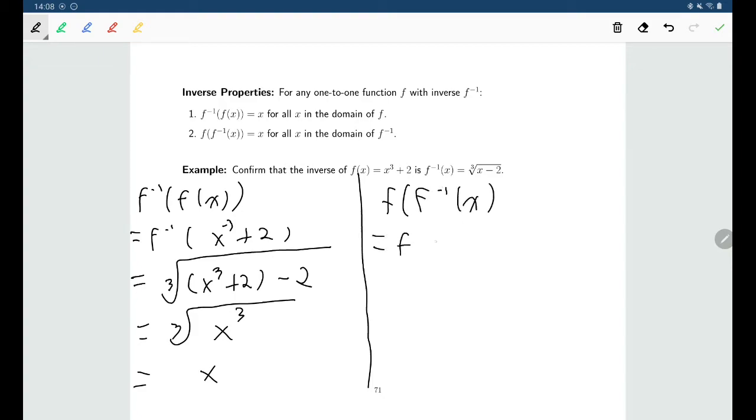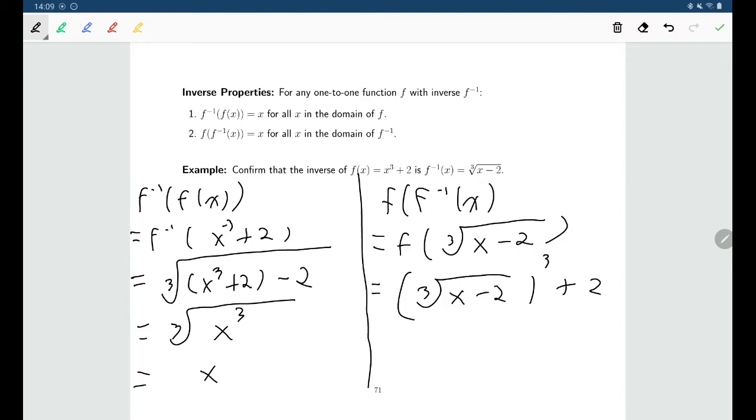So that would be putting cube root of x minus 2 inside of f. And that means for f of x, we're going to be replacing that x with that cube root of x minus 2. So instead of x cubed plus 2, it'll be the cube root of x minus 2 that gets cubed plus 2. The cubing and the cube rooting undo each other, and the plus 2 and minus 2 cancel each other out, leaving us with just x.